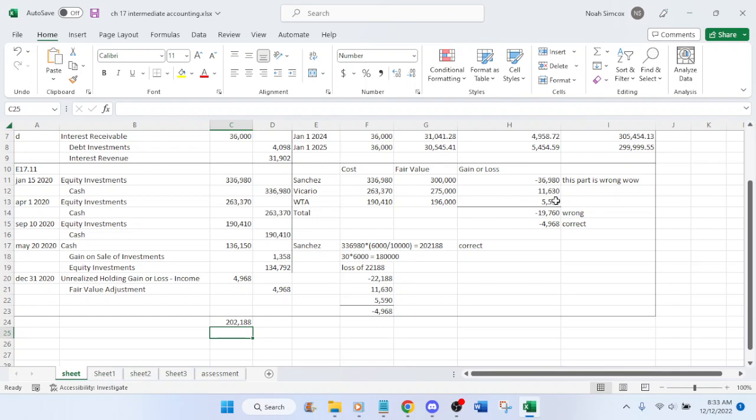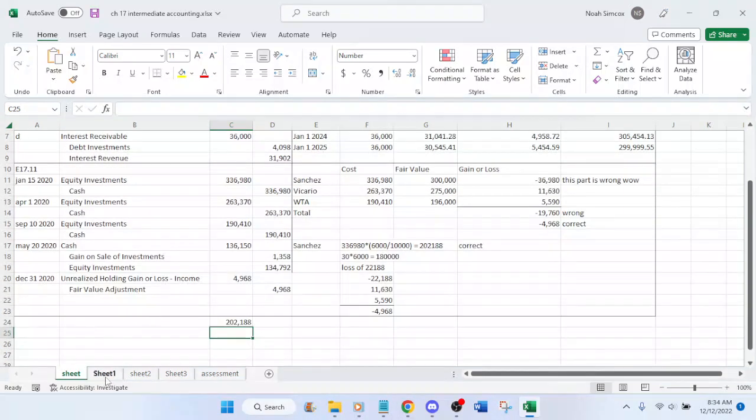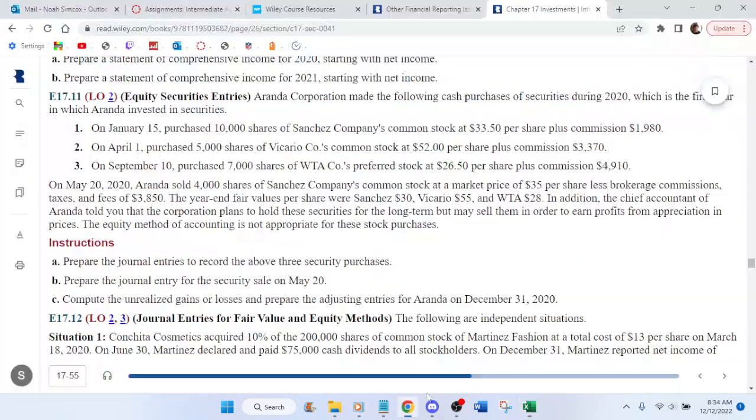sum them all up, and you either get a loss or a gain. If it's a loss, you record it as a debit. Loss is recorded as a debit, and then the fair value adjustment. So now I know how to do 1711. Number 1712.